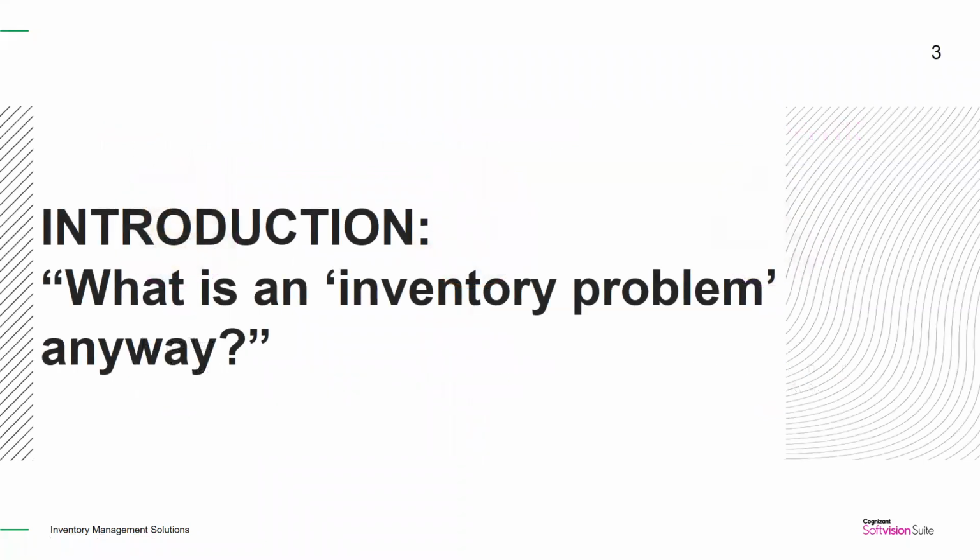What is an inventory problem? In its most basic form, there is an inventory problem when you have too much or too little. Sometimes those swings are significant towards one end or the other, but at all times we have too much of some and too little of others.